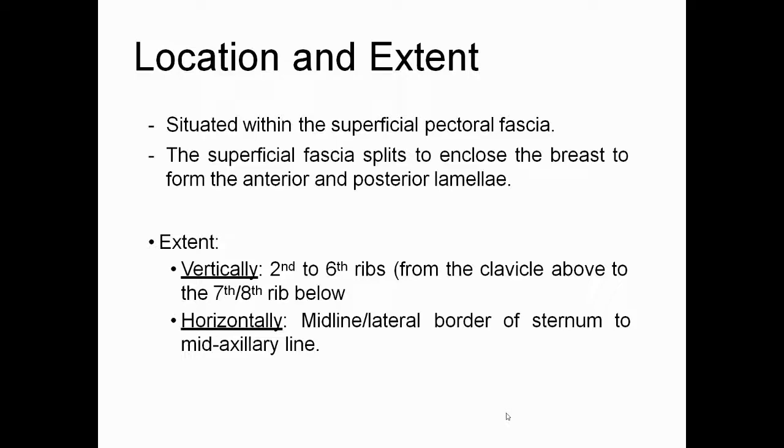Horizontally, what is the width of the breast? It extends from the lateral border of the sternum, medially, to the mid-axillary line, which is the lateral side. Now, vertically, it is located from the second to the sixth rib. So, it is the space that it will take to be placed there.